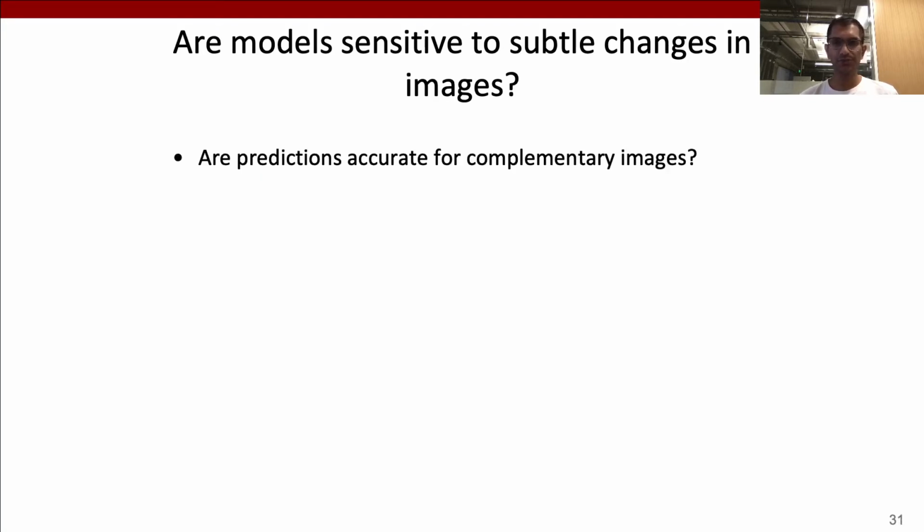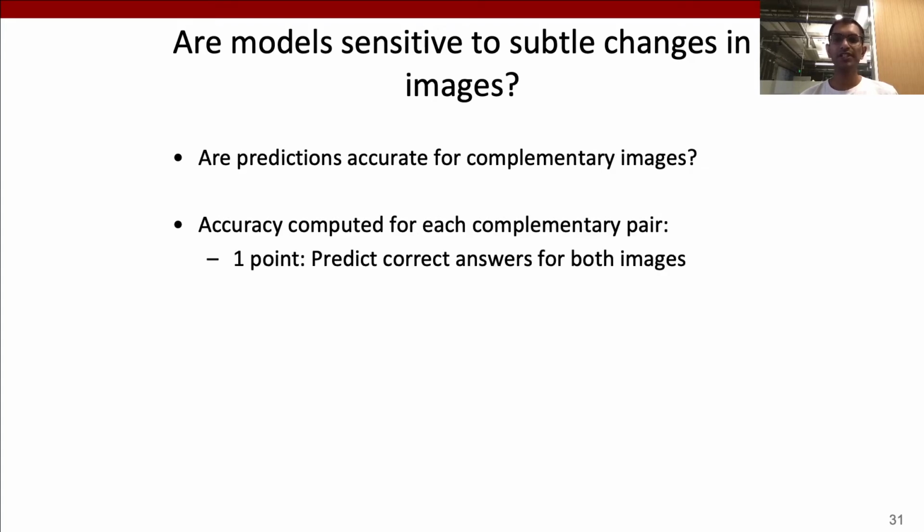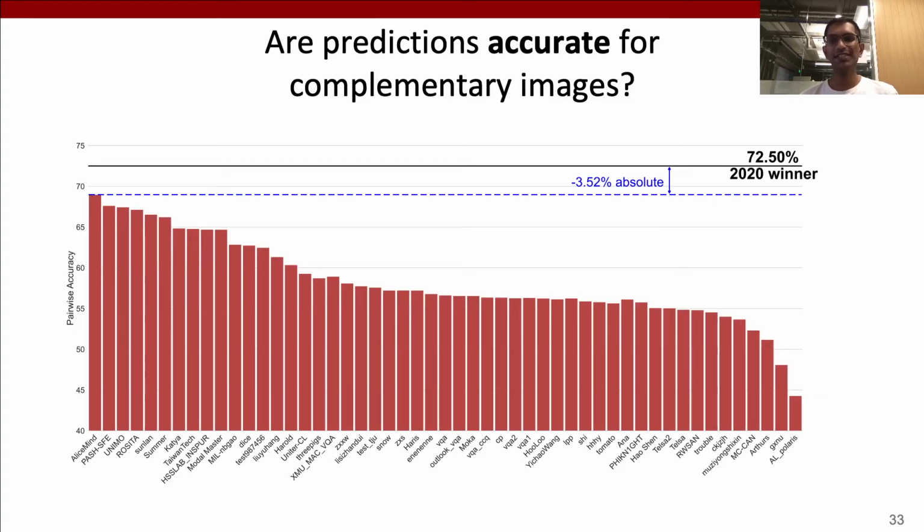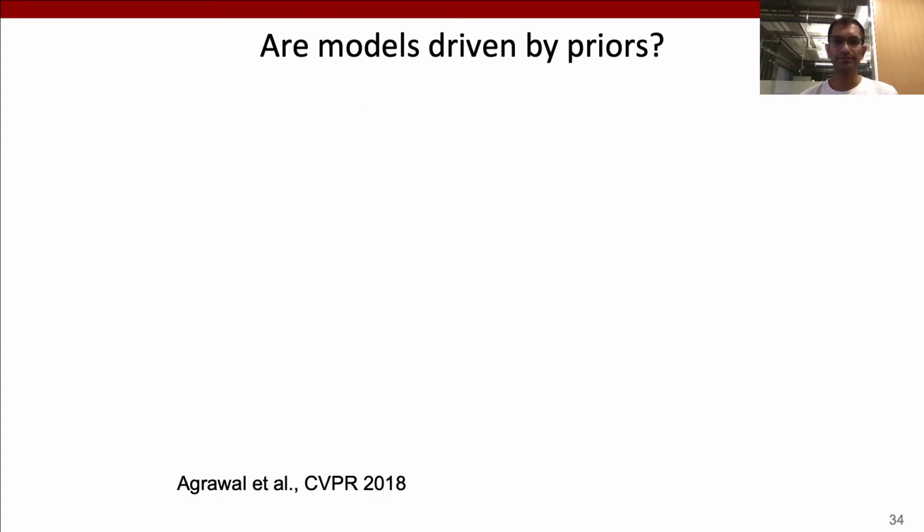In order to answer this question, we analyze whether the model produces accurate predictions for complementary images. We compute the accuracy of each model, where the accuracy metric is how many complementary pairs it got right. Under this metric, if the model predicts the correct answer for both images, it gets 1 point. Otherwise, it gets 0 points. So we plot this graph and we can see that the top teams get about 70 to 75% of the pairs correct. Interestingly, we see that the best performance decreased by about 3.5% from last year.